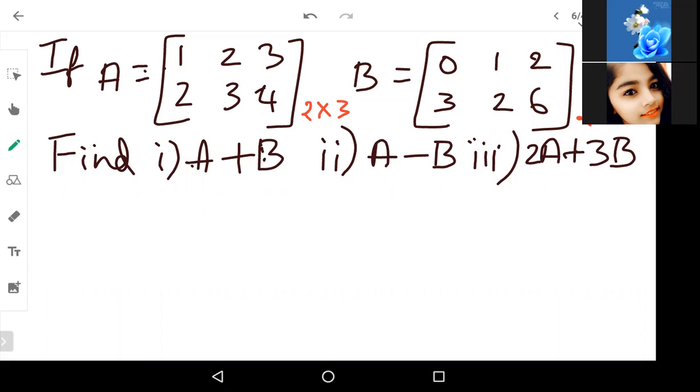Okay. Now the next problem is they have asked us to do the addition and subtraction, and then we have scalar multiplication. Now let us see one by one. Now the first matrix A is 1, 2, 3, 2, 3, 4. Now if you see here, you have 2 rows and 3 columns. So this is a 2 into 3 matrix.